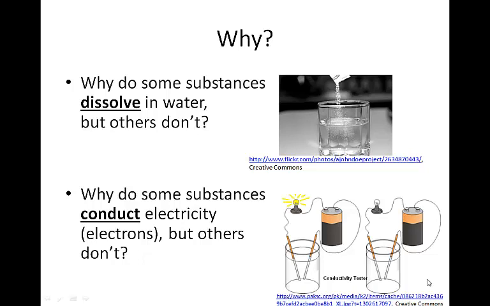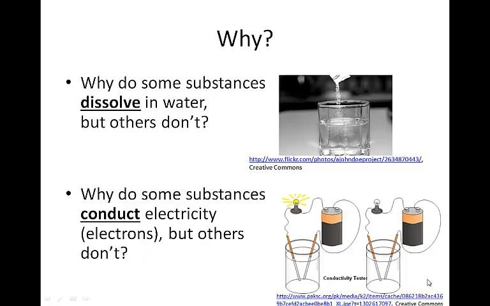But let's start with the most important thing. Why? Why are these differences in properties apparent between different substances? For example, why do some substances dissolve in water, while others don't? As you can see in the picture, we've got some salt that does dissolve in water, but other things like sand won't. And then, why do some things conduct electricity?